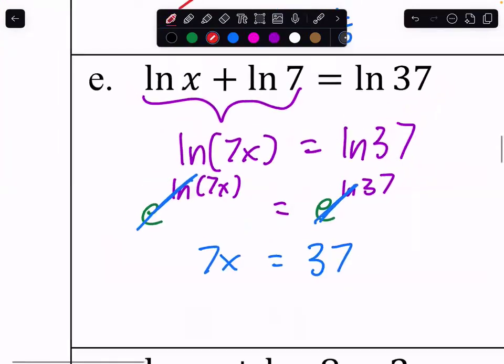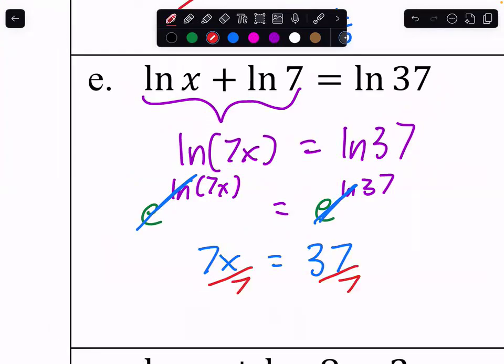Lastly, to get the x by itself, you need to undo the 7 that's multiplying it. So divide both sides by 7.